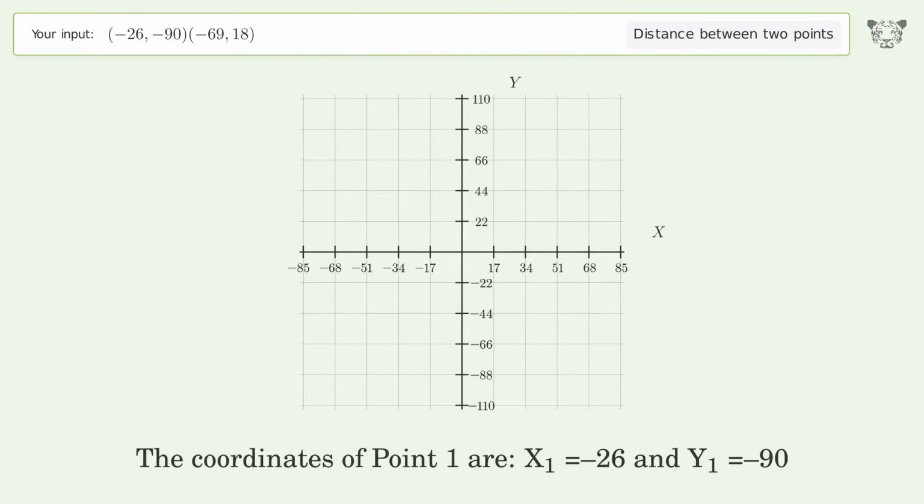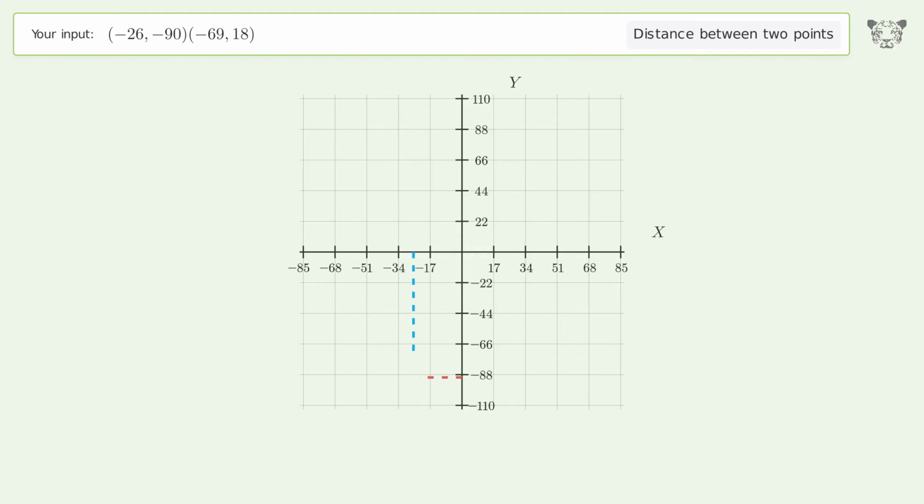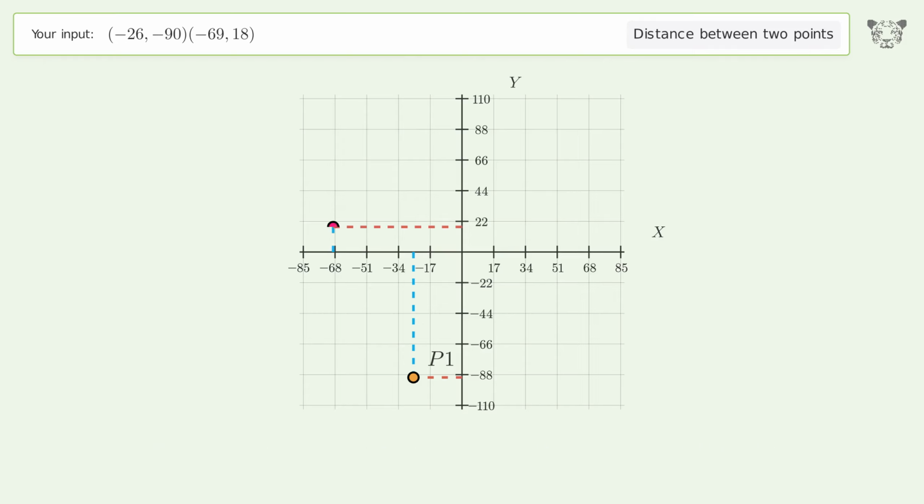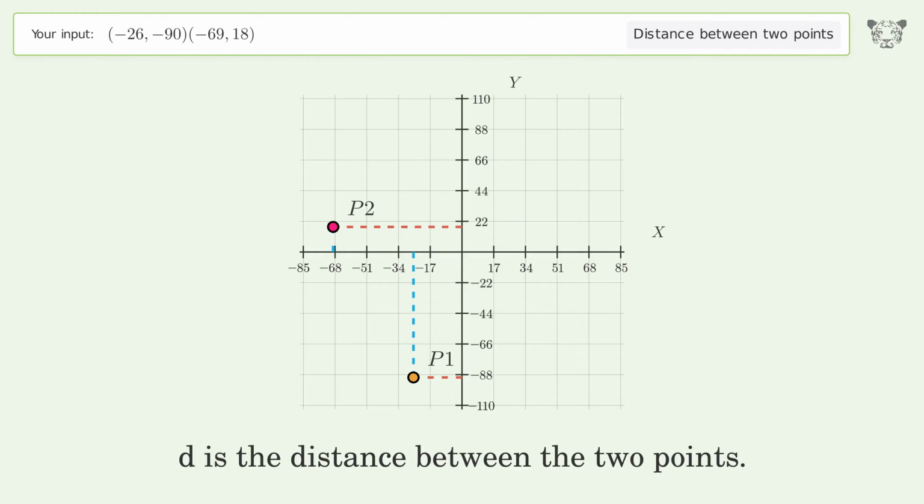The coordinates of point 1 are x1 equals -26 and y1 equals -90. The coordinates of point 2 are x2 equals -69 and y2 equals 18. D is the distance between the 2 points.